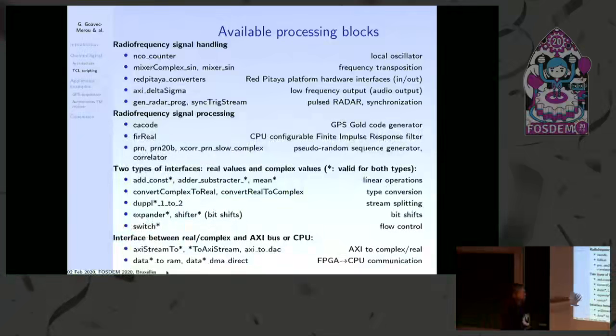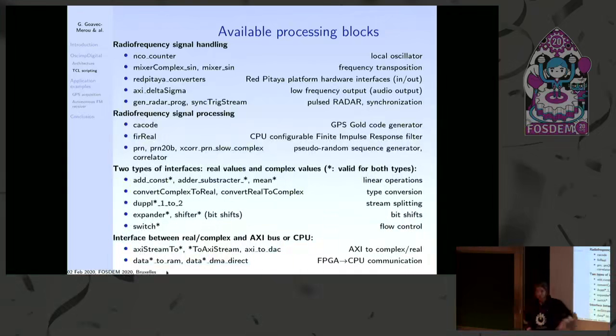We provide these blocks. It's not all the blocks available, but it's a subset. You have a local oscillator, frequency transposition. You have an IP used to handle the A to D converter and D to A converter for the Red Pitaya. You have a sound card. You have some blocks used to start the propagation when a specific event appears on a pin of the FPGA, for a trigger event. You have a radio frequency signal, C/A code used for GNSS GPS, and a FIR filter.